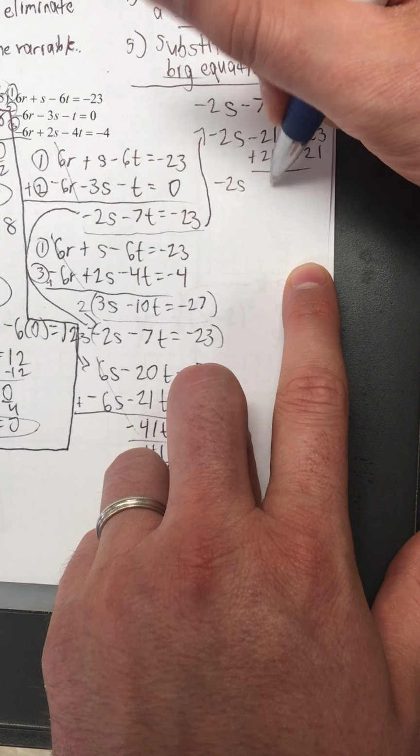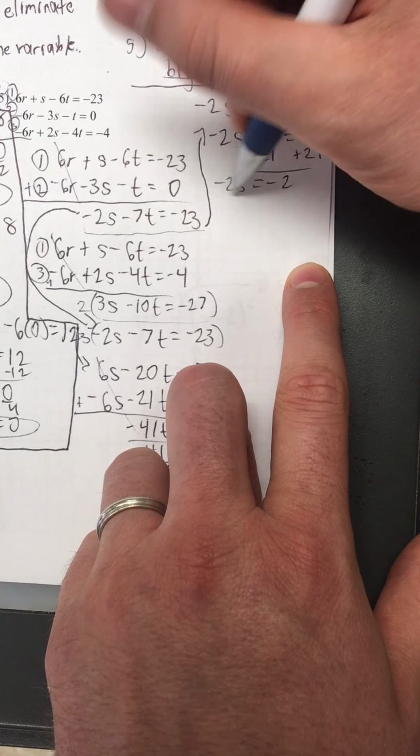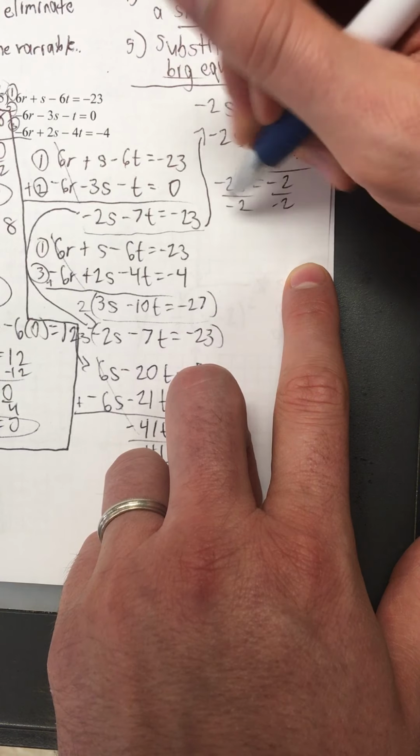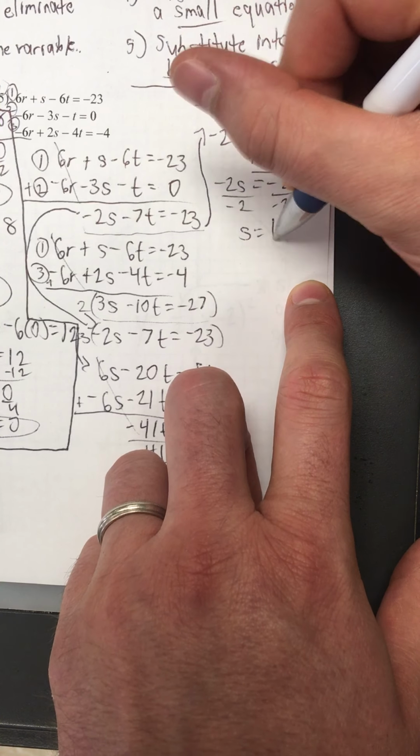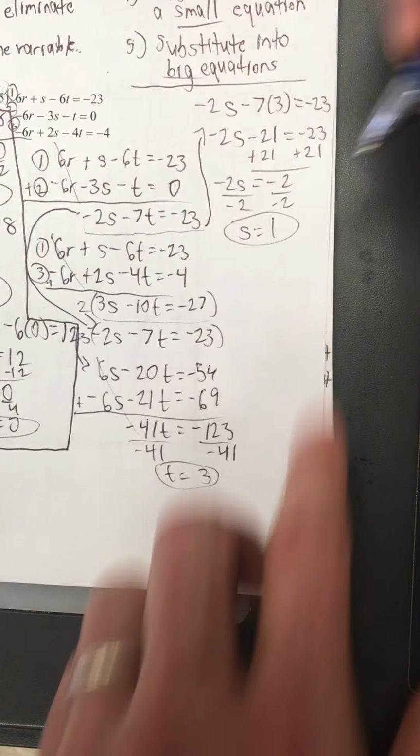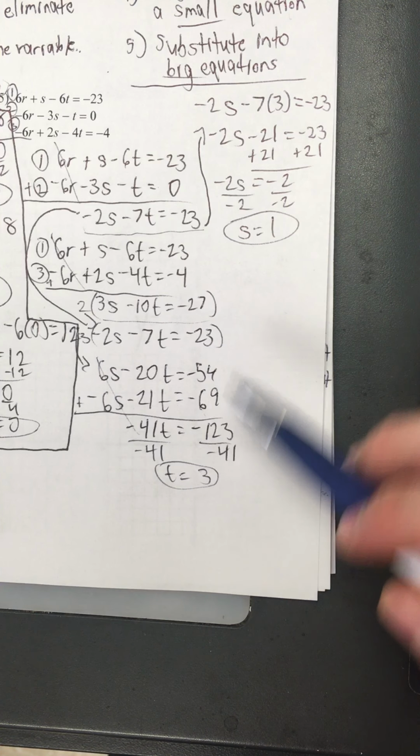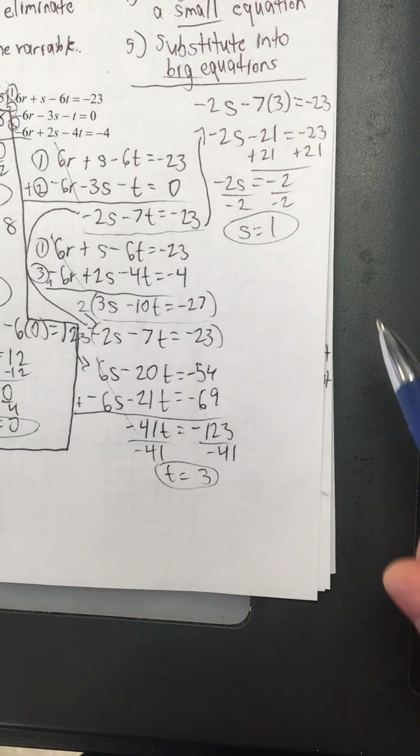Negative 2s equals negative 2. Divide by the negative 2. That's going to give me s equals positive 1. So I found t, I found s. My last step is to find r.